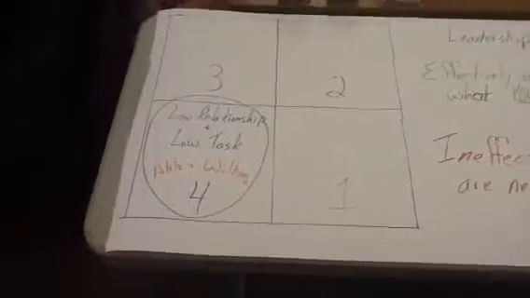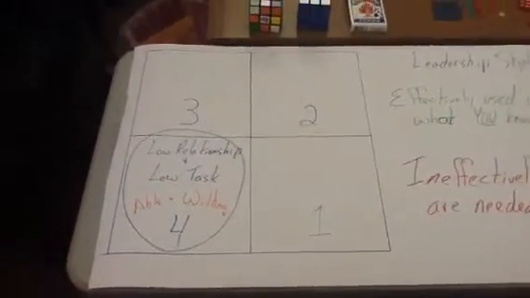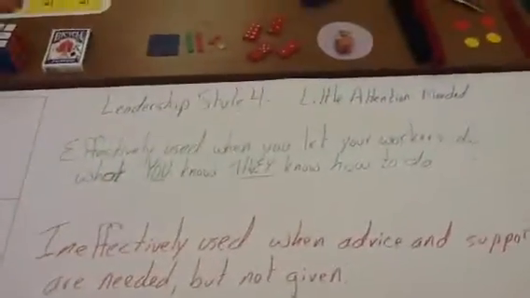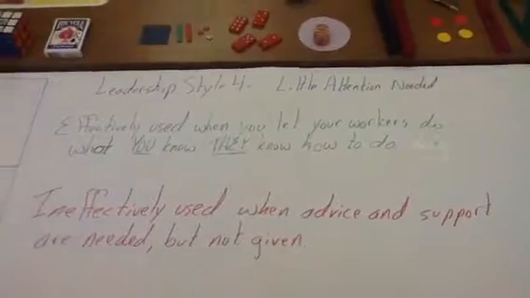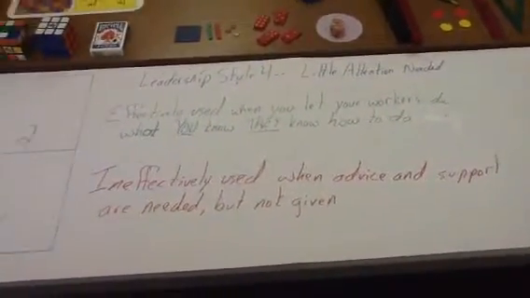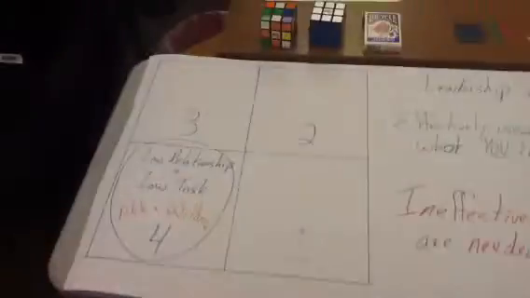Now, the last quadrant has low task and low relationship. The workers are able and willing. So very little attention is needed from you as the leader. This is effectively used when you let your workers do what you know they know how to do. Ineffectively used when advice and support are needed but not given. So if the advice is needed and support is needed, they shouldn't be in quadrant 4.